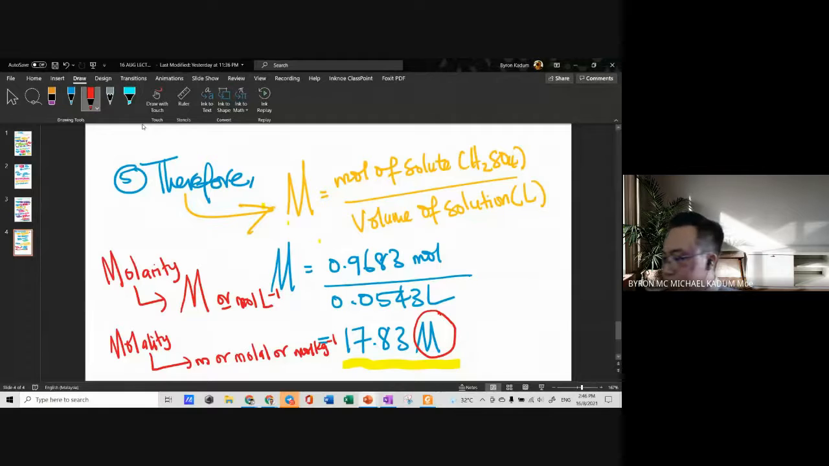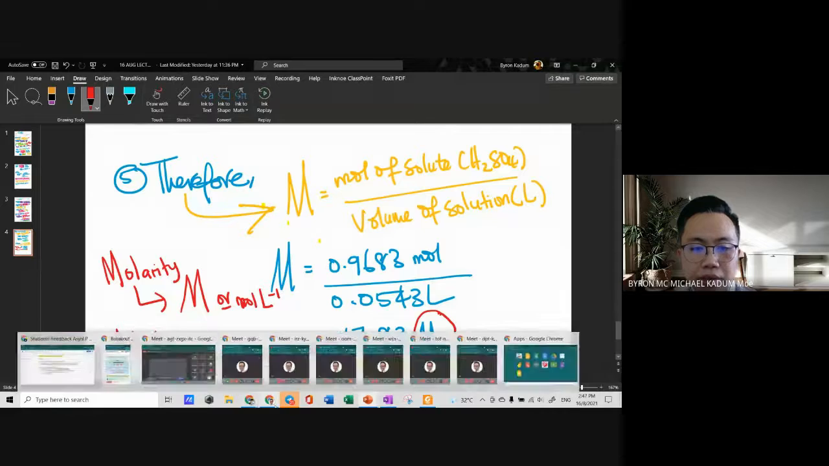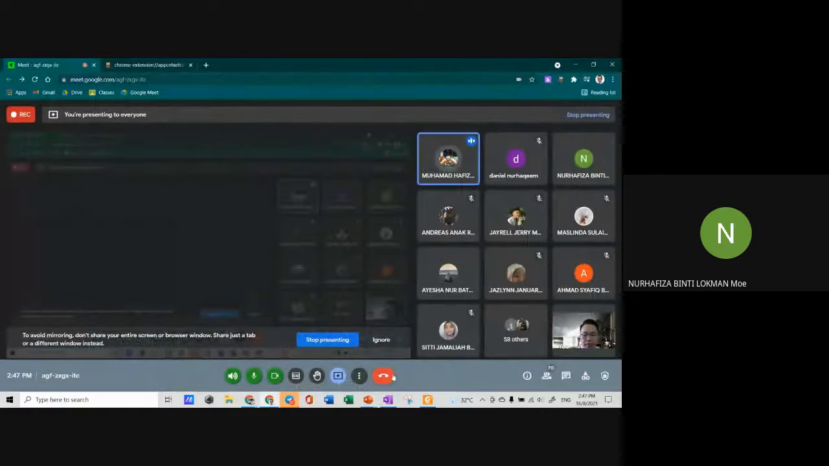Is there any questions regarding these 2 questions before we proceed to student activity? Ada soalan? No, sir. All right. So if you do not have any questions, we're going to proceed to the student-led activity.